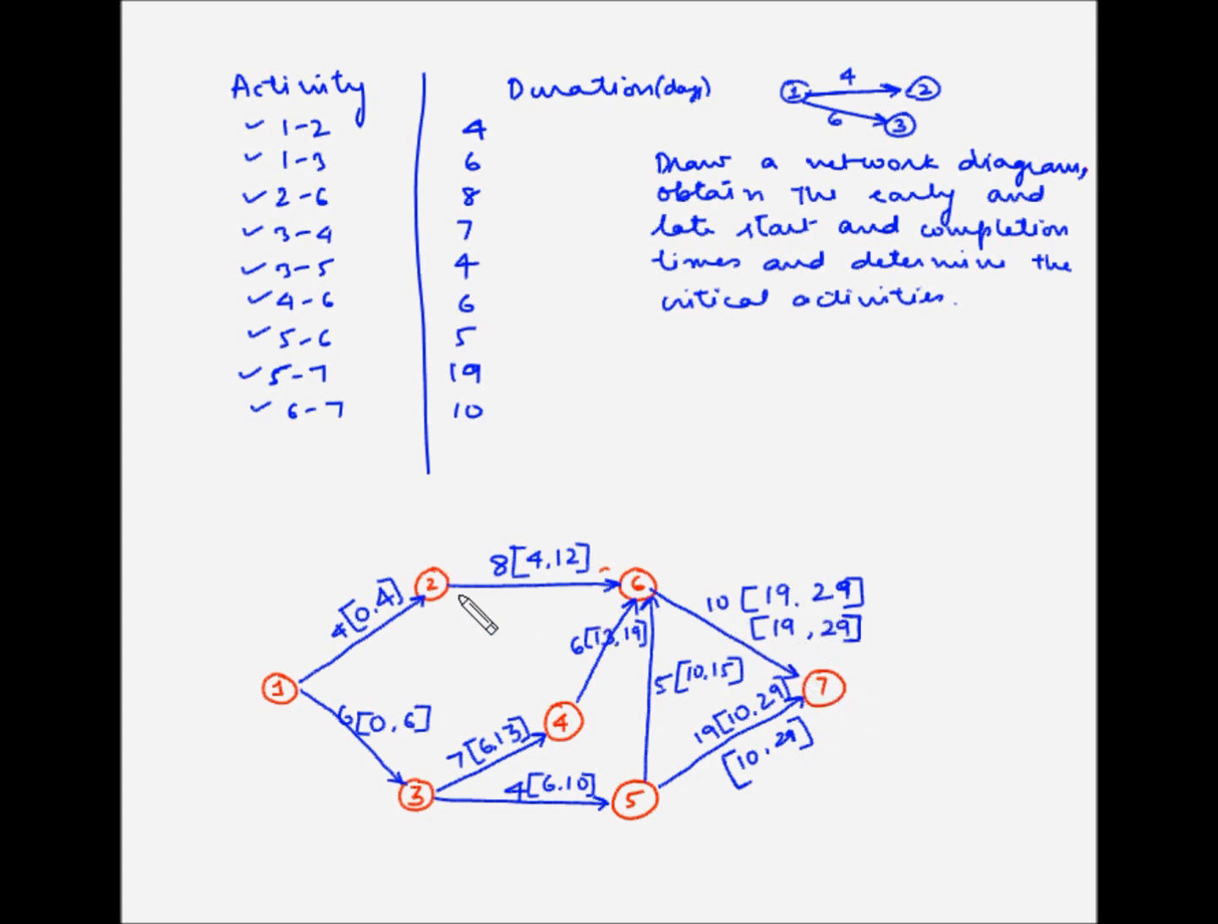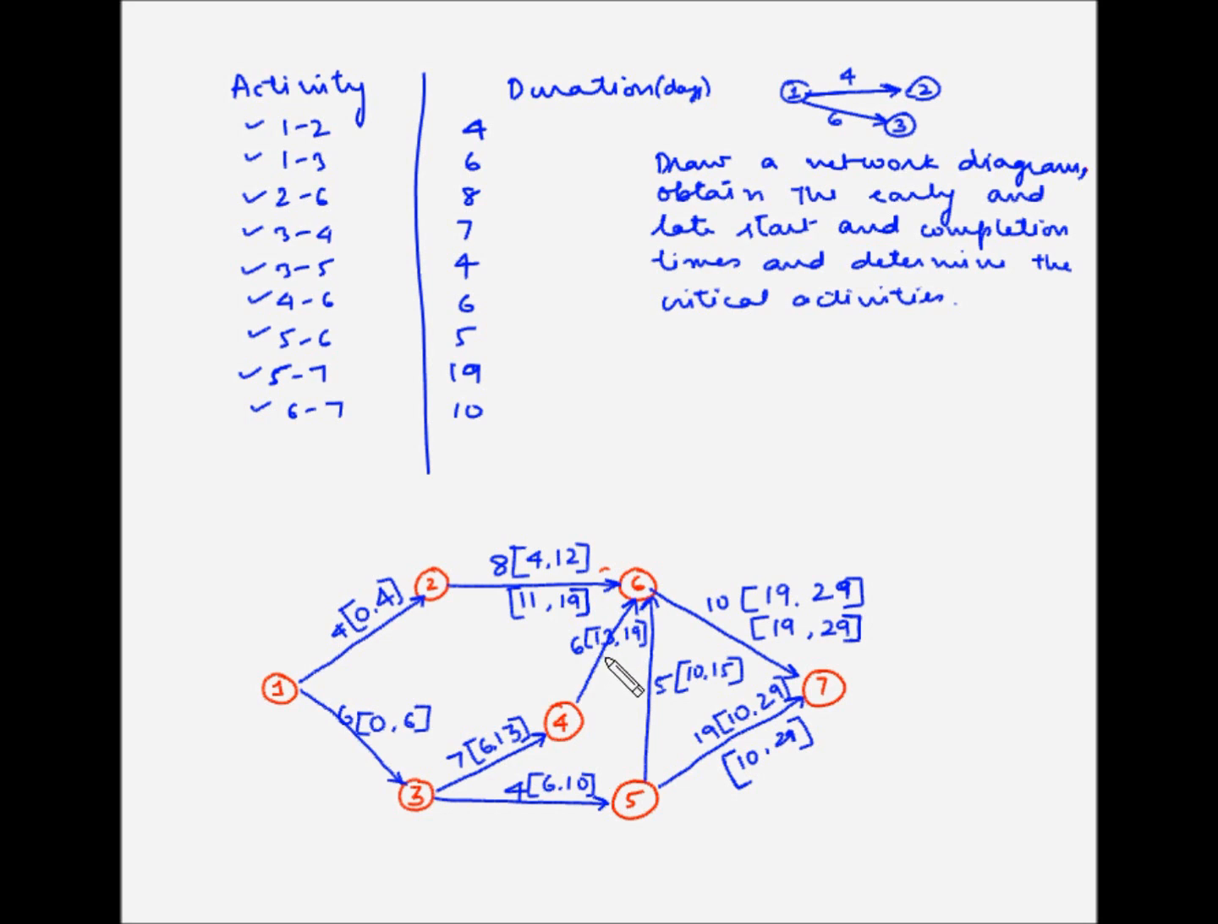Now coming to activity 2-6. So the following activity is 6-7. So for 6-7, the latest start time is 19. So activity 2-6 has to be completed latest by the 19th day, so that 6-7 can start on the 19th day. So the finish time for activity 2-6 becomes 19, and it takes 8 days for activity 2-6 to complete. So 19 minus 8, which is 11. So 11 becomes the latest start time for activity 2-6.